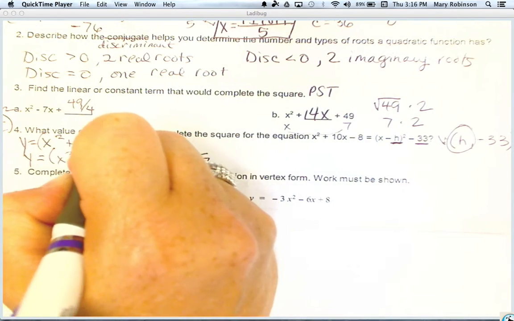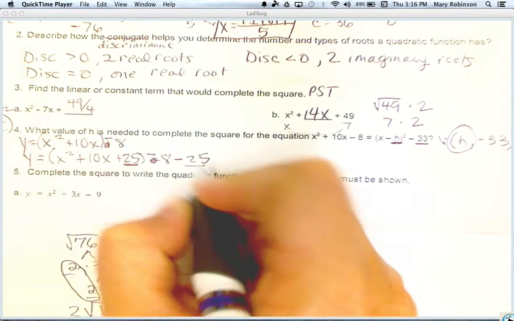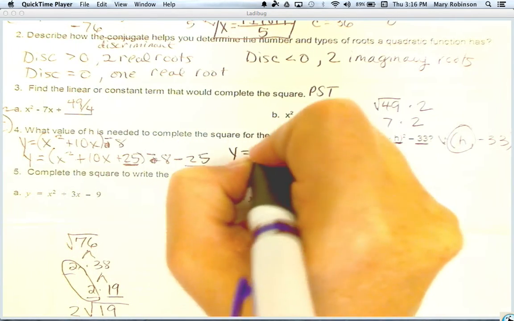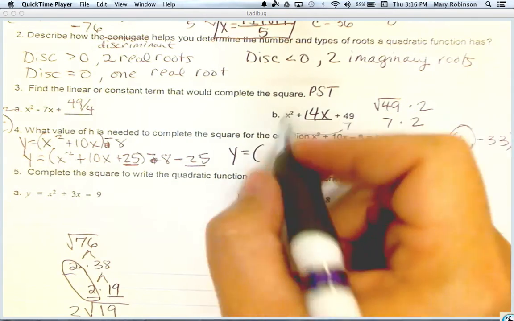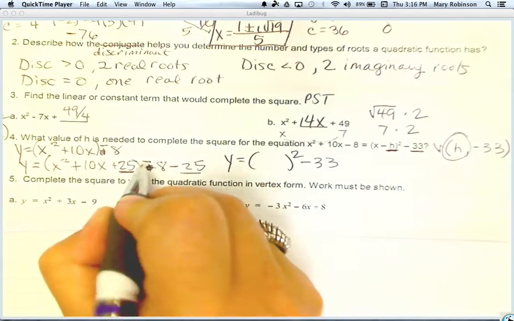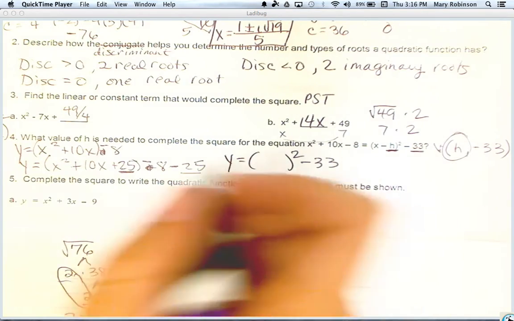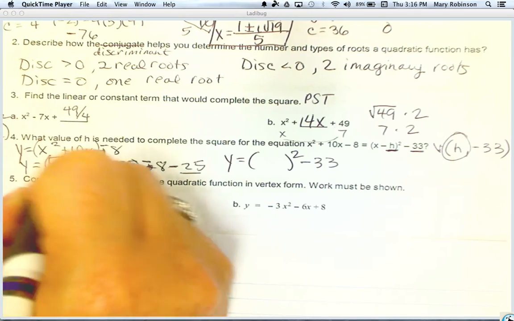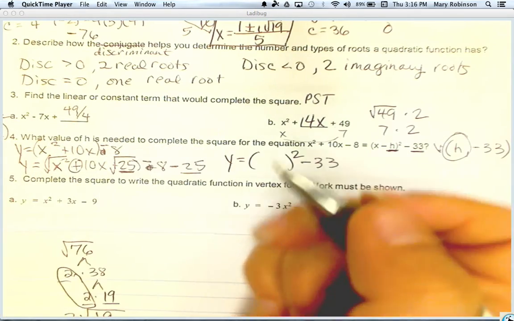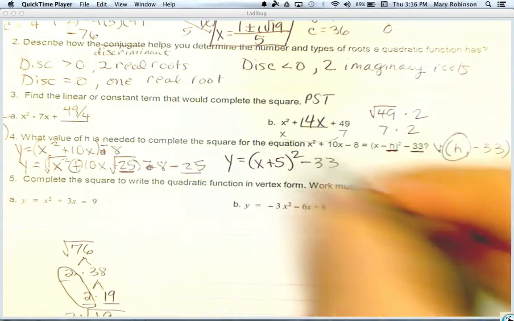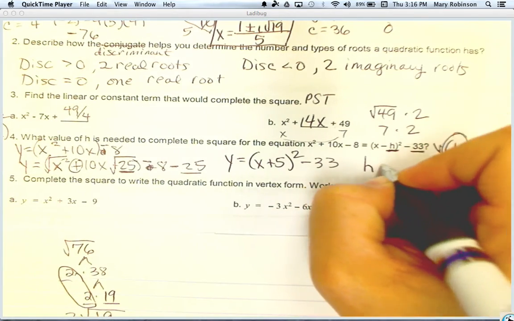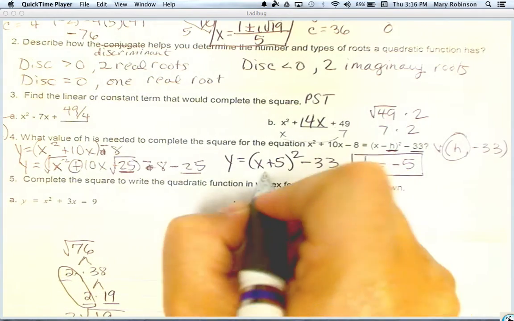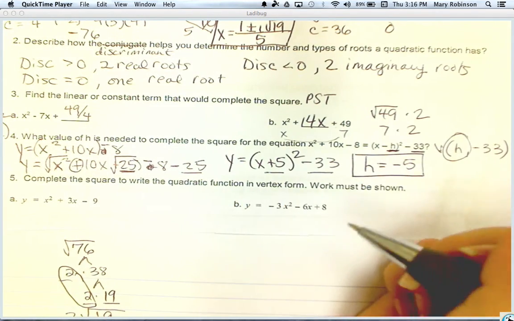Oops, I'm sorry, that should have been minus 8. And now you can see where we're going to get the negative 33 from. The next step is to factor, meaning we get our quantity squared minus 33 here, because negative 8 minus 25 is negative 33. To get this binomial here, we take the square root, keep the sign, and square root. So it's going to be x plus 5, which means that h has a value of negative 5. Remember, switch, keep. So h is actually -5.